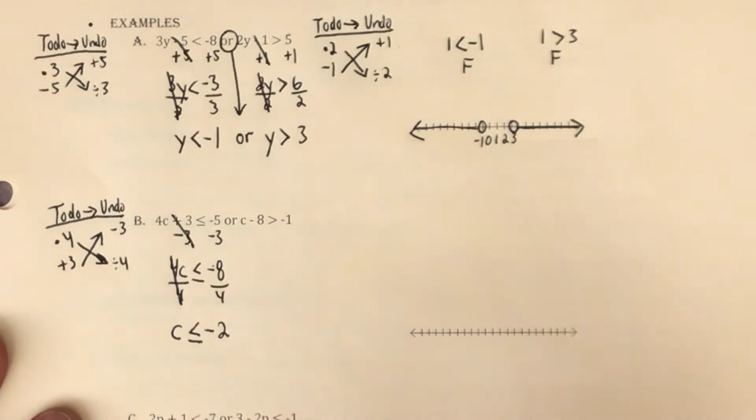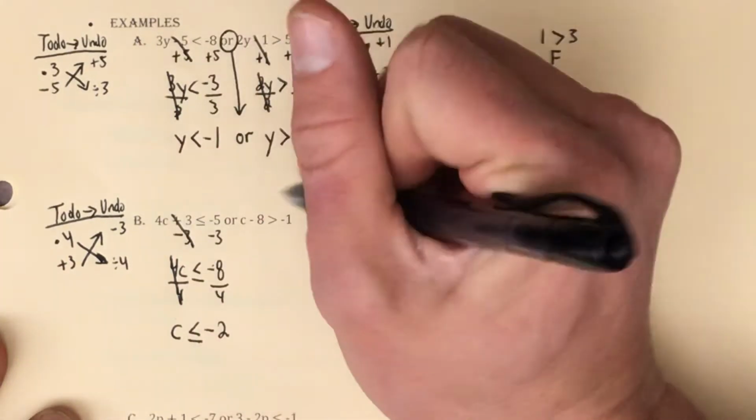So I've solved the first separate inequality, so now I need to do the second. So c minus 8 is greater than -1. Well, only one thing going on with c, which is they are subtracting 8 from it.